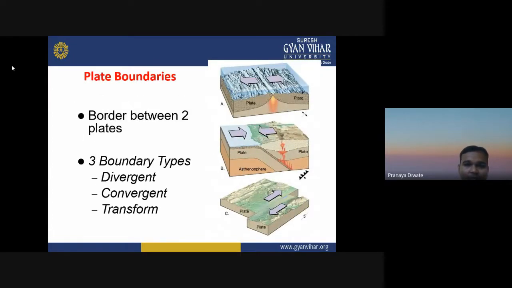Then you have different plate boundaries. What kind of plate boundaries do we have? A divergent plate boundary, a convergent plate boundary, and a transform plate boundary.